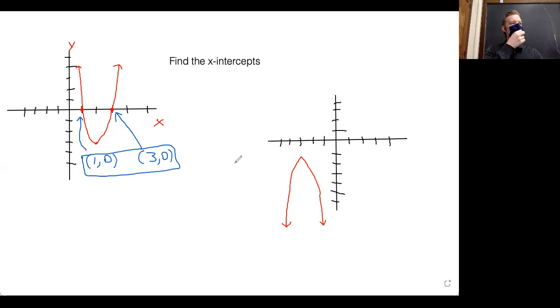So you see that we have our graph, we have our parabola on the graph, and once again, we are asked to find the x-intercepts. So what do you think for this? What are the x-intercepts for this problem? It doesn't have any. It doesn't cross the x-axis. So for this problem here, we would say there are no real solutions, or there are no real x-intercepts.